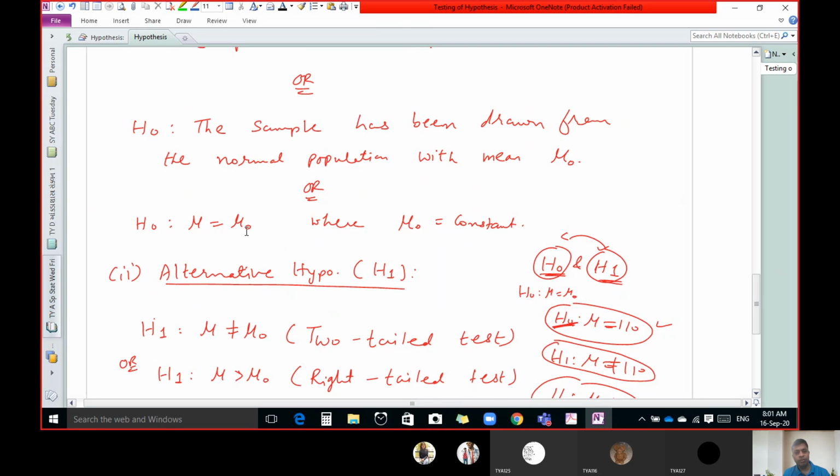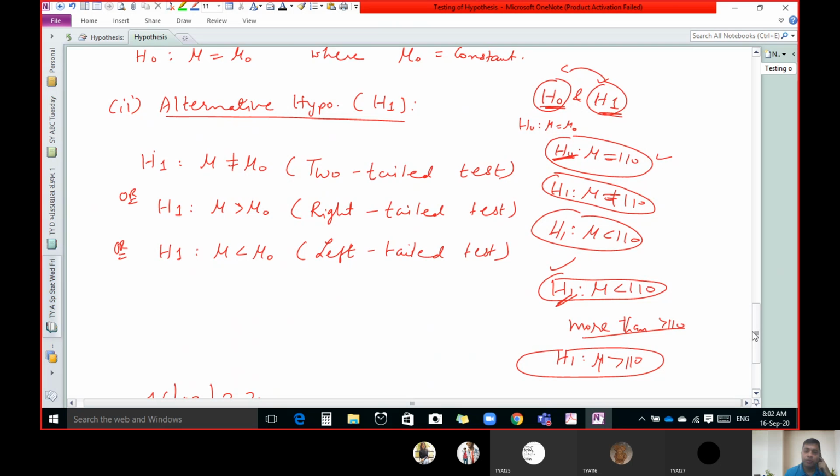exactly opposite of this, but be careful. When we write H naught as mu equal to mu 0, it may be possible that our claim is accepted due to this equal to sign or may be rejected due to this equal to sign. So whatever our conclusion for this equal to sign, exactly the opposite conclusion regarding the claim, that we have to write in our alternative hypothesis. So in the alternative hypothesis, either you have to write not equal to, or greater than, or less than.